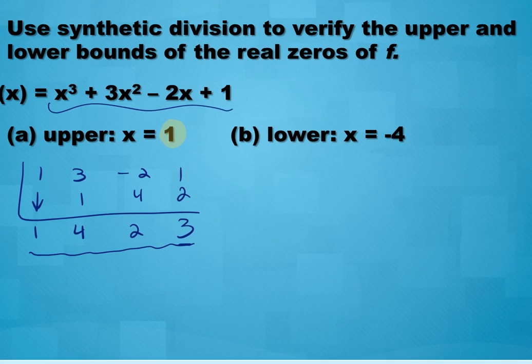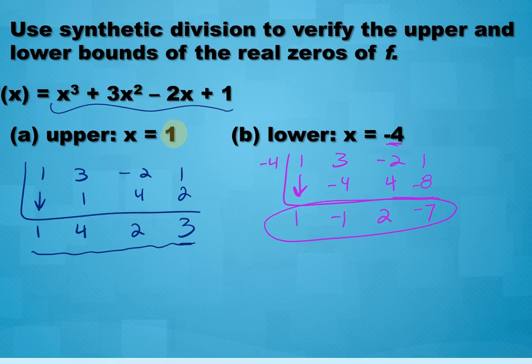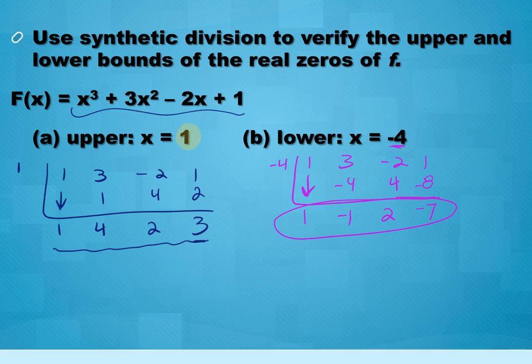B says lower bound. Notice it's negative. It only works if it's negative for a lower bound. So the -4 goes on the outside. Same numbers, 1, 3, -2, 1. Bring down the 1. Multiply it by -4, put it in the next column, add it. Multiply it by -4, put it in the next column and add it. Multiply it, put it in the next column and add it. Wait, this should be -8, sorry. And notice these are alternating. That proves -4 is the lower bound. So if there was anything in my bank lower than -4, I would not try it because it doesn't work.